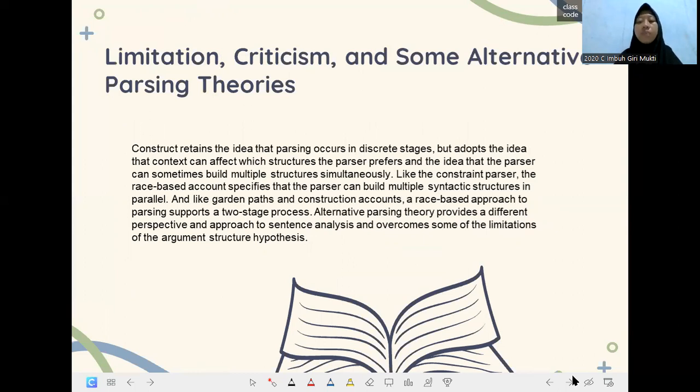Like the constraint-based parser, the race-based account specifies that the parser can build multiple syntactic structures in parallel. And like garden path and construal accounts, a race-based approach to parsing supports a two-stage process. Alternative parsing theory provides a different perspective and approach to sentence analysis and overcomes some of the limitations of the argument structure hypothesis.